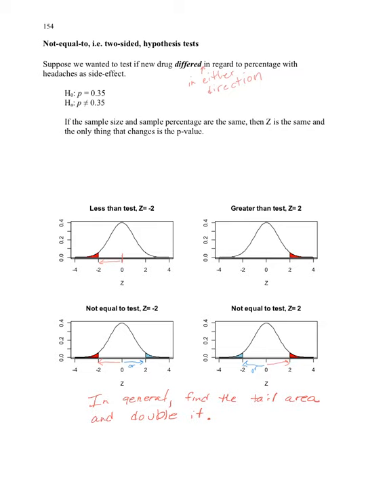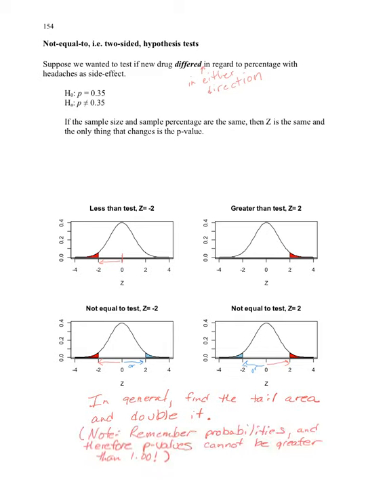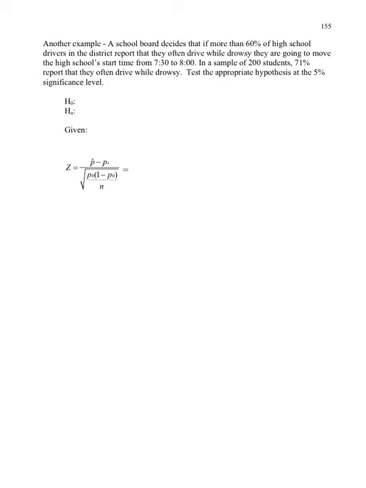Now, if you double the wrong piece, you're going to get a p-value greater than 1. Probabilities cannot be greater than 1, so p-values cannot be greater than 1. If that happens, you doubled the wrong piece. So just remember that probabilities, and therefore p-values, which are probabilities, cannot be greater than 1.